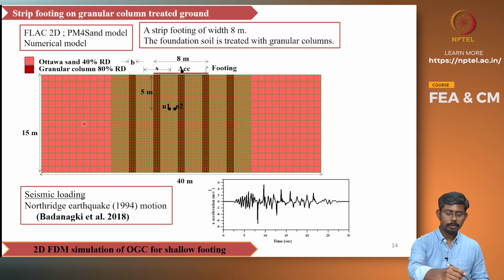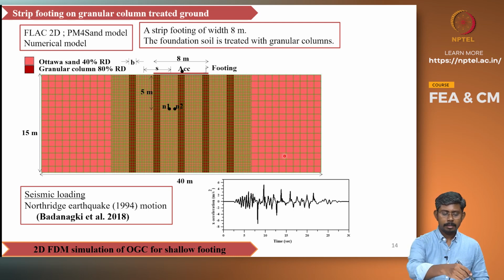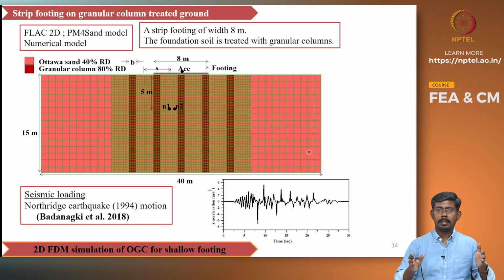It is the constitutive model used to represent the stress-strain behavior of sand as well as granular column during the cyclic loading. The width of the footing is 8 meter, and the seismic loading is simulated through the Northridge earthquake motion that is applied at the base of the numerical model. As far as the boundary condition is considered, the left and right boundaries are fixed in the horizontal direction, but they are free in the vertical direction to allow the settlement. That is the mechanical boundary condition.